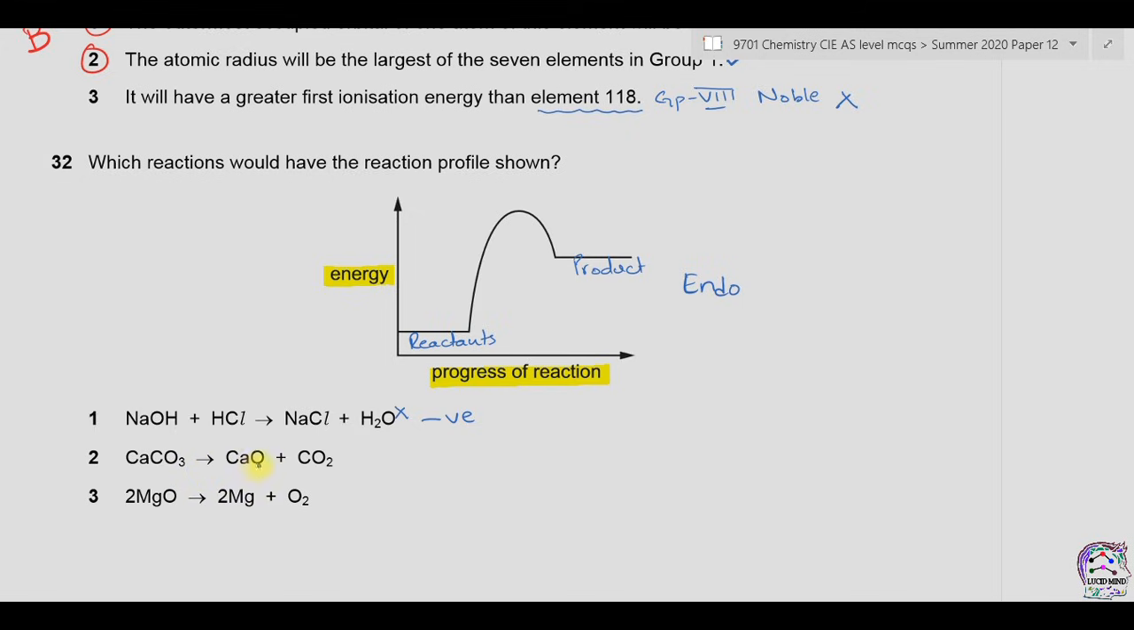2 is calcium carbonate, which is decomposed into calcium oxide and carbon dioxide, and therefore decomposition is endothermic, so the reaction is positive. 3rd is the decomposition of magnesium oxide, so it is also endothermic. So both 2 and 3 are endothermic processes, and therefore the answer is part C.